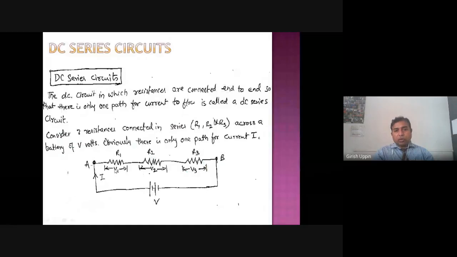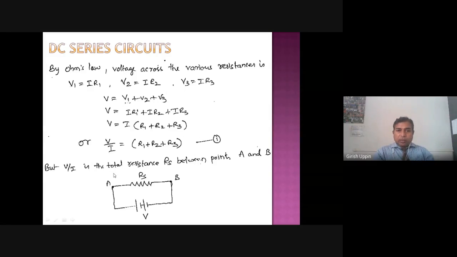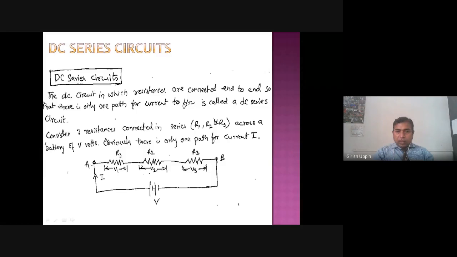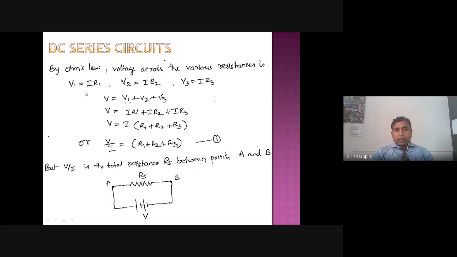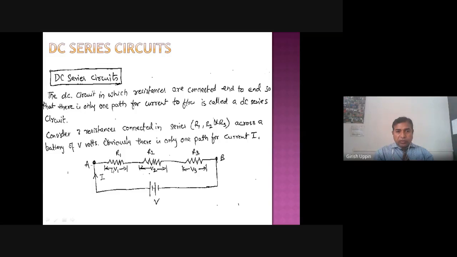This is also called a voltage drop. There are different terminologies that are used. Potential difference across R1, voltage drop across R1, are all the same. So whatever the applied voltage, it will get distributed among all the resistors which are connected in series. So we can say that the applied voltage V is equal to V1 plus V2 plus V3, and we apply Ohm's law at each of these resistors.